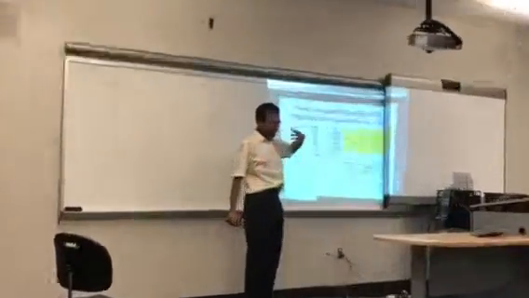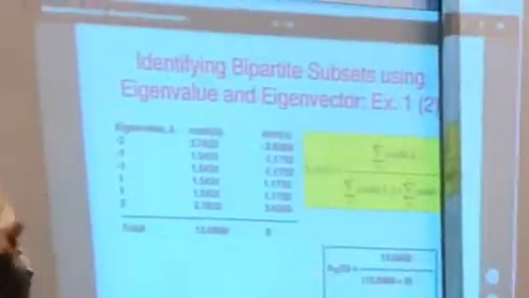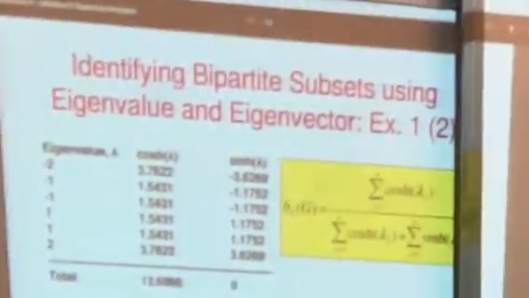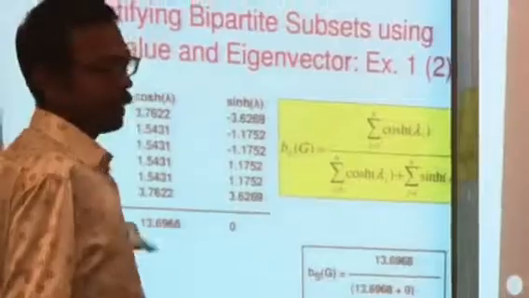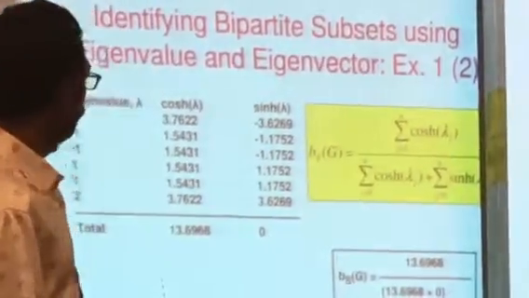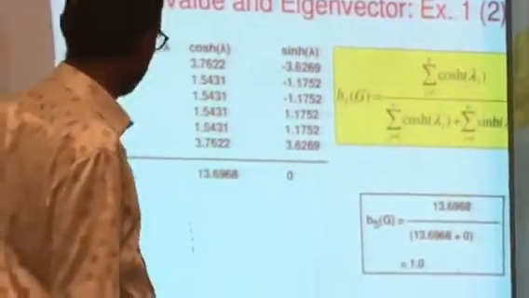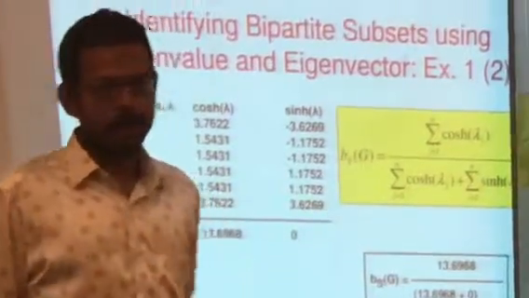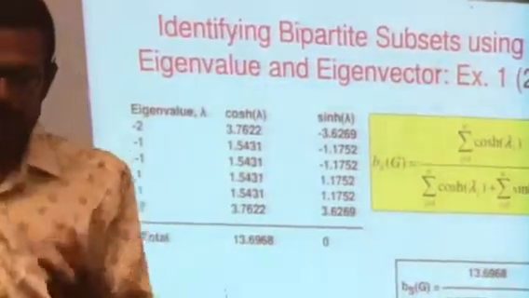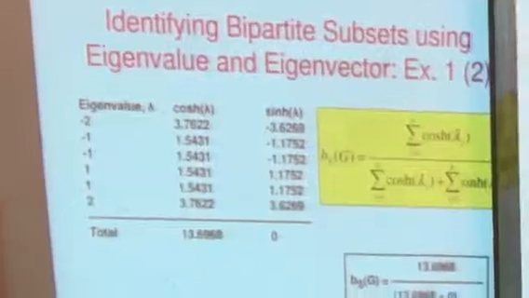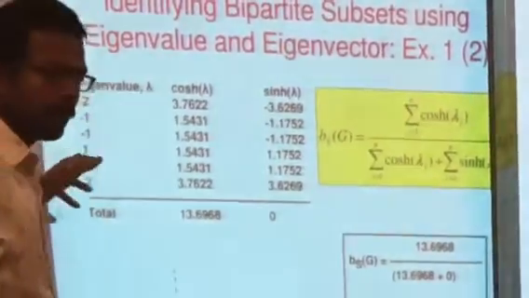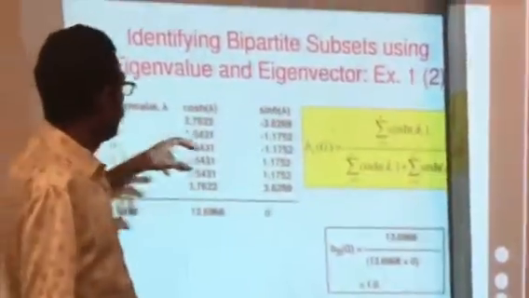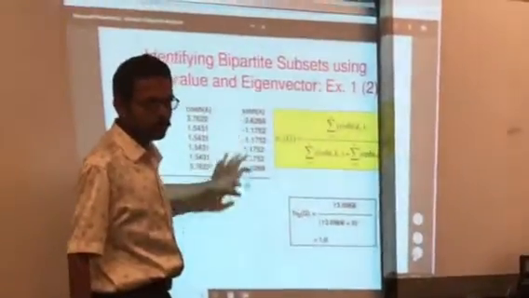Cosh of any value, negative or positive, will always turn out to be positive. Now sinh of a negative value is negative, and sinh of a positive value is positive. Since, if the graph is bipartite, the negative eigenvalues are the same as the positive values, the sum of all the sinh values will be what? 0.